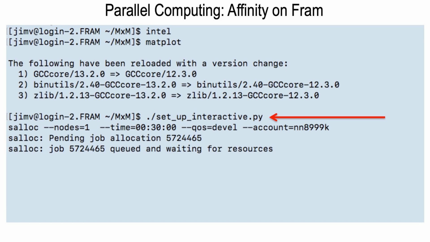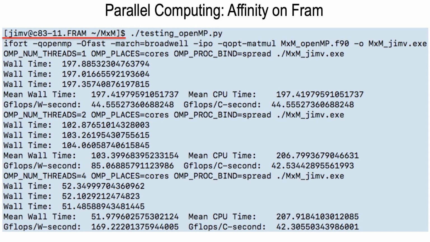We transition to the standard compute nodes utilizing our setup Python script. Here, we'll request a single node with 32 cores to conduct our OpenMP affinity tests. Additionally, we'll specify our interactive job to wait in the development queue. After a brief pause, we are directed to the C8311 node to perform our multi-threading OpenMP affinity testing.